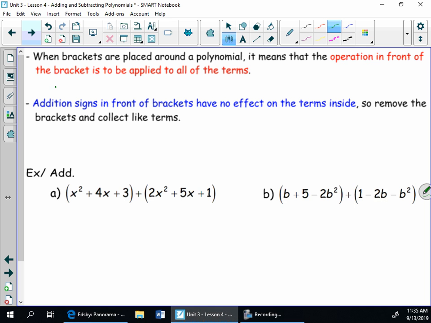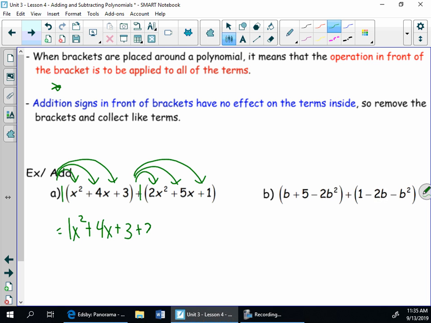I'm going to come back to this idea in 1 second, okay? So what do I see in front of this bracket? I see a 1. So I got to multiply everything by 1. 1x squared plus 4x plus 3. All right, what do I see in front of the next bracket? Plus, well, there's actually a 1 there, multiply, multiply, multiply. 1 times 2 is still 2. 1 times 5 is still 5. 1 times 1 is still 1.